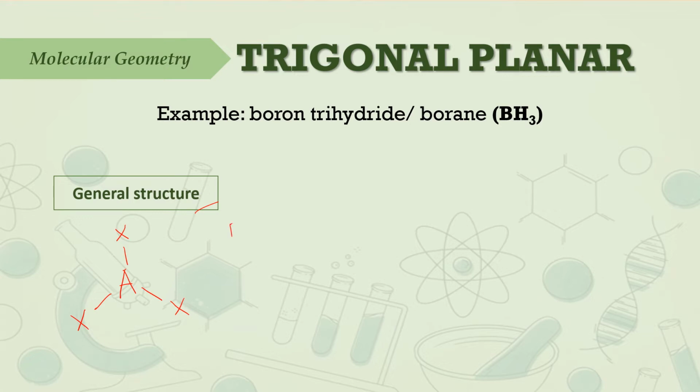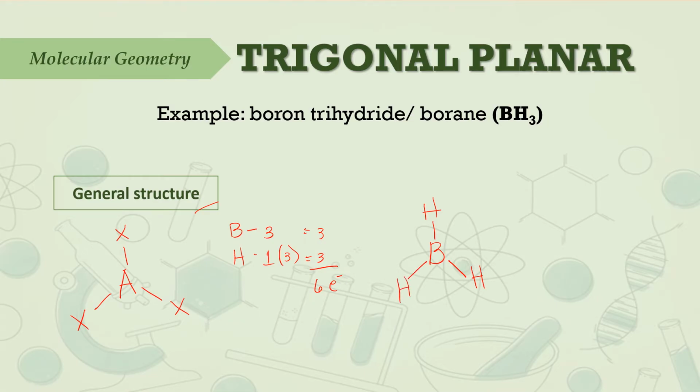Boron belongs to group 3. Hydrogen belongs to group 1, times 3. So we have 3 plus 3. All in all, we have 6 electrons. So if we are going to draw the Lewis structure for BH3, it would simply be B, H, H, and then H.